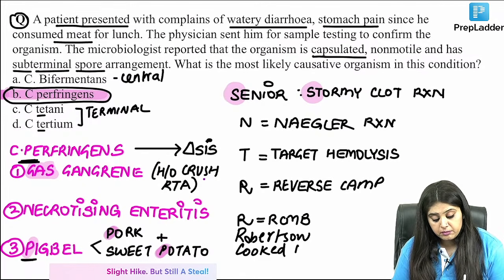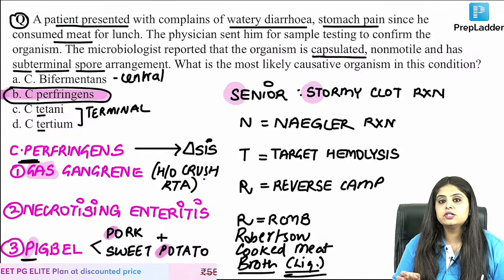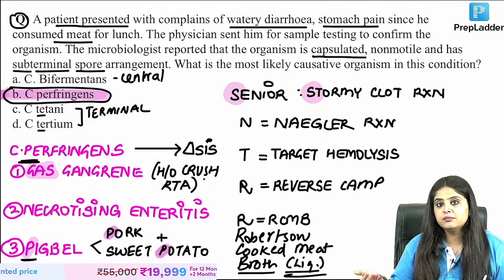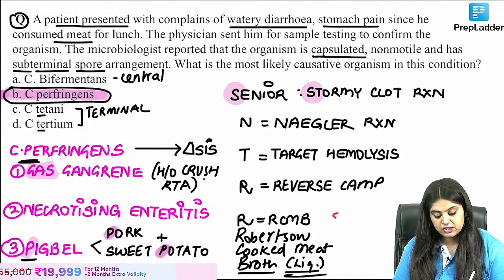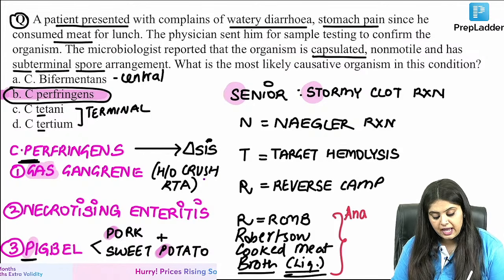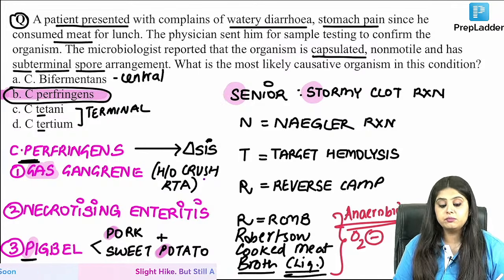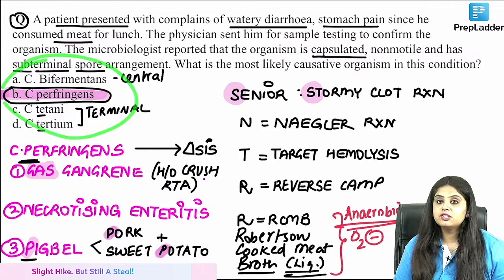Cooked meat broth. Whenever I use the word broth, am I talking about a solid culture media or a liquid? Like chicken soup broth. Broth always tells me liquid. So these are the culture media which are liquid and they will be used for anaerobic organisms. Anaerobic means the ones that do not require oxygen, because every Clostridium species is anaerobic only.